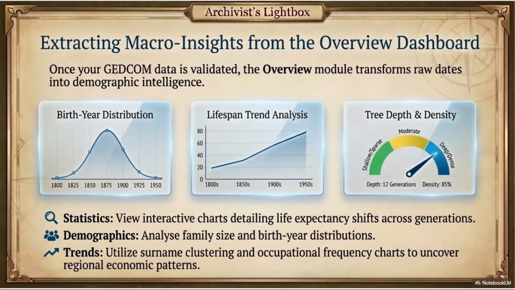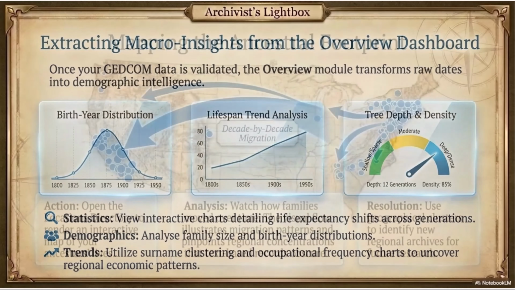With your data fully validated, the overview dashboard transforms raw historical dates into meaningful demographic intelligence. You can view clear, interactive charts showing birth year distributions and lifespan trend analysis across generations. Utilizing surname clustering and occupational frequency charts allows you to easily uncover regional economic patterns across centuries.